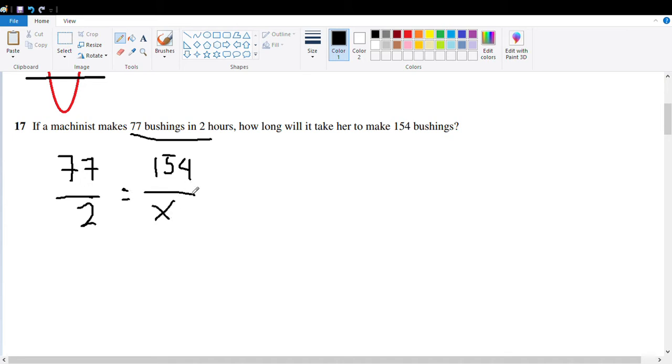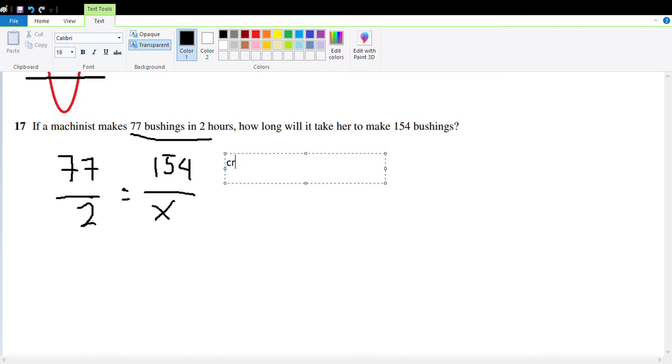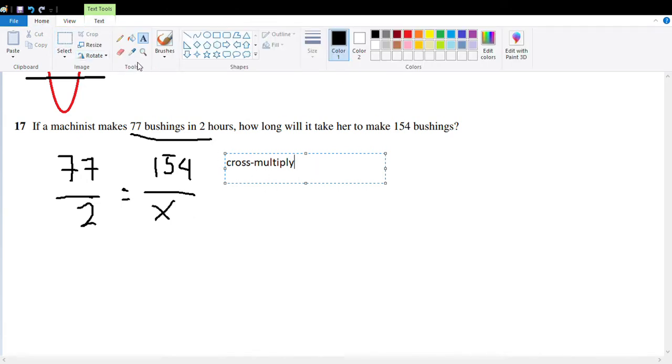Now what do we do? Can we simplify? We cross multiply. So you might be thinking, why not simplify things first? Well, we can't simplify anything. Can you simplify 77 and 2? Can you simplify these two numbers? No, we can't. How about 154 and 2? Technically, in a way we can, but in reality we can't since it's separated by an equal sign. So that means we just have to suck it up and cross multiply these big numbers.